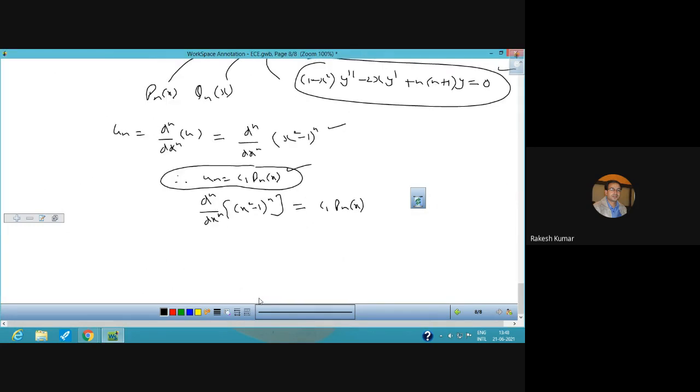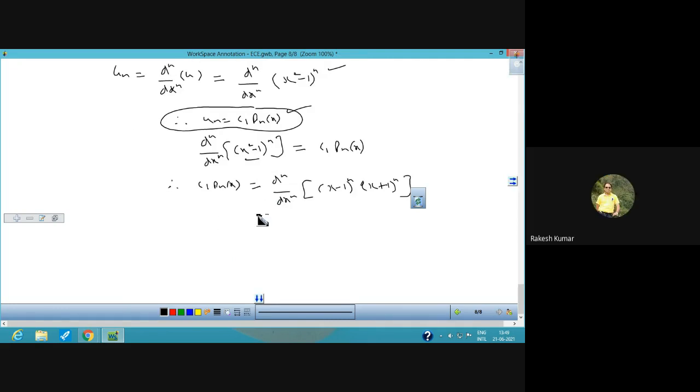तो it can be written, therefore C1 pnx is dn dxn. यहाँ पर a minus b, a plus b का फॉर्मूला यूज करिए. So you will have x minus 1 whole raised to power n and x plus 1 whole raised to power n. And now you can differentiate.